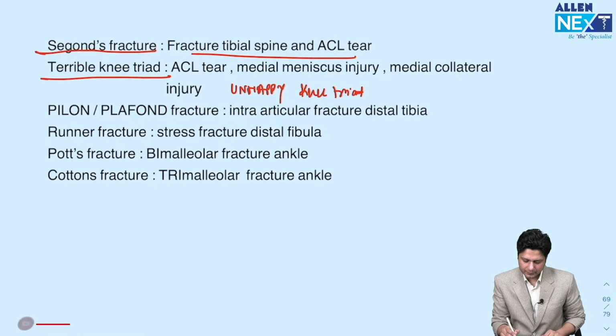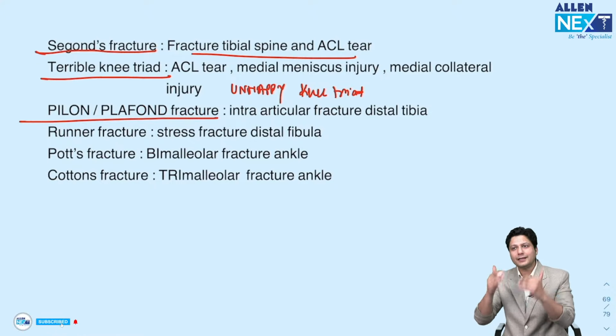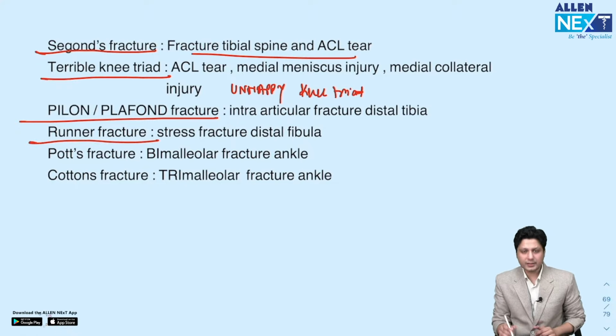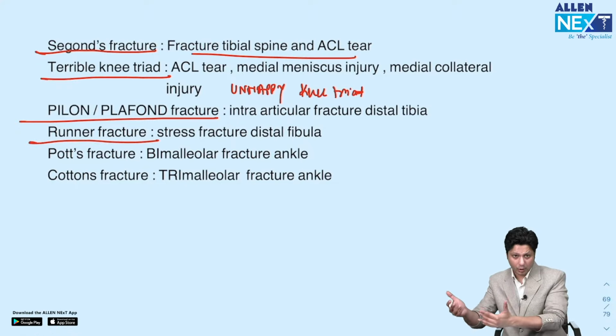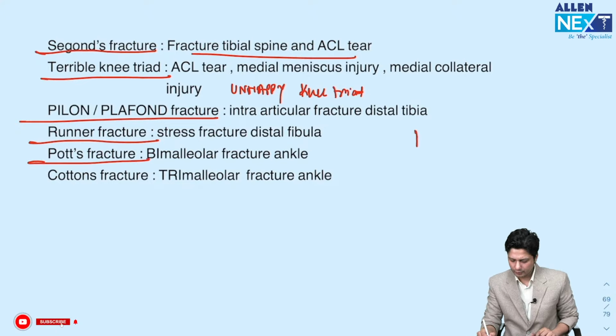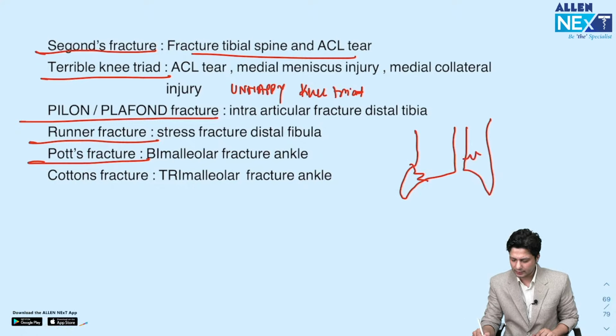Pylon or the plafond fracture is the intra-articular fracture of the distal end of the tibia. Runner fracture is the stress fracture of the distal end of the fibula. Then Pott's fracture is the bimalleolar fracture. All of you know that the medial malleolus is the distal end of the tibia and the lateral malleolus is the distal end of the fibula. If there is a fracture in both of them around the ankle joint, it is Pott's fracture.